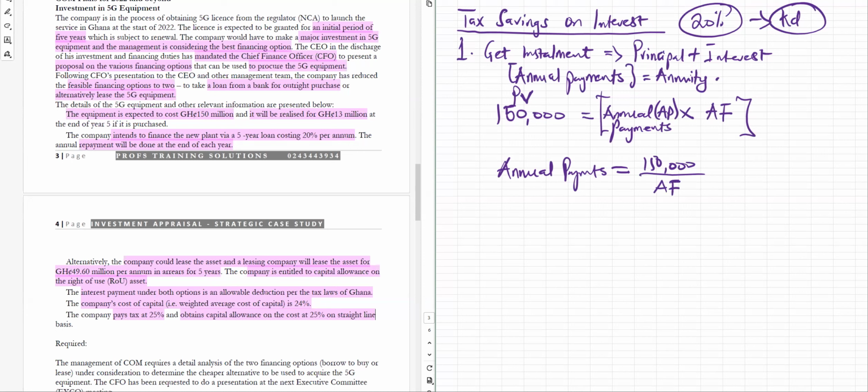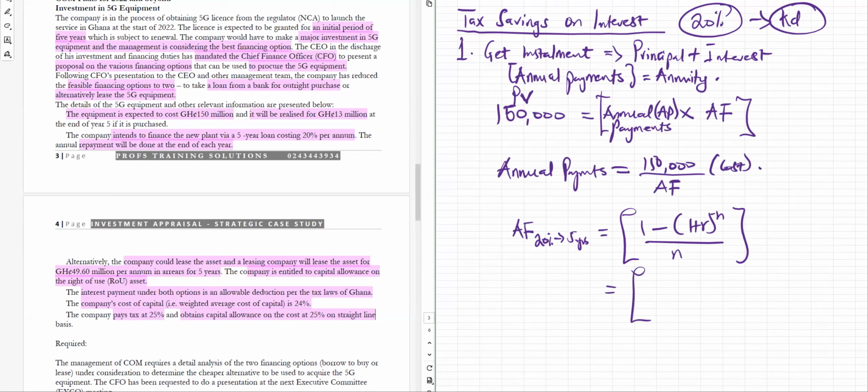which was the cost of the asset, right? Divided by the annuity factor. So how then do I get this? I need to get the annuity factor at 20% for 5 years. Okay. And we know the annuity formula is 1 minus (1 plus r) raised to the power negative n, all over r, right? That is the annuity factor.